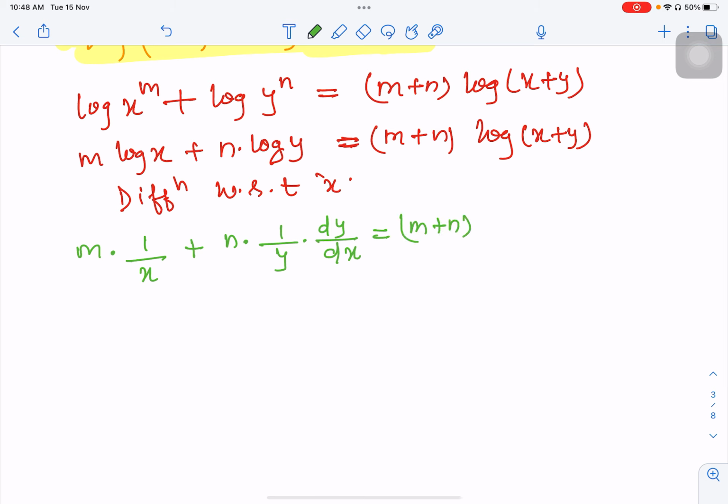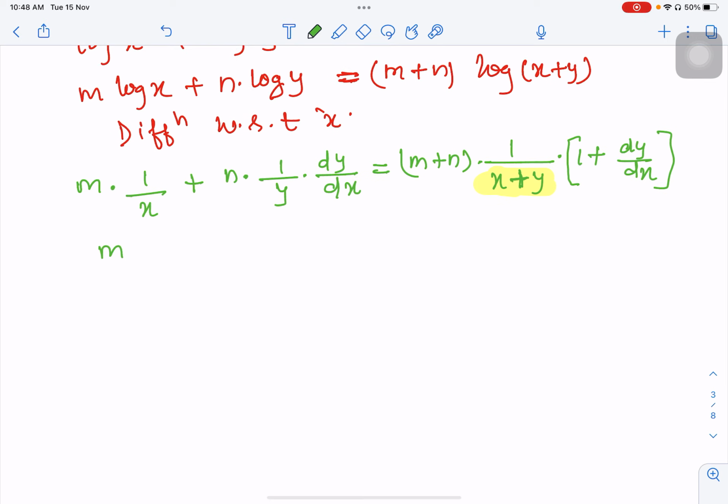In the same way, on the right hand side, m plus n is a constant. The derivative of log of x plus y will be 1 over x plus y. And x plus y is not just x, so we have to take the derivative of this term. The derivative of x is 1, and the derivative of y will be dy by dx. Chain rule, basically.